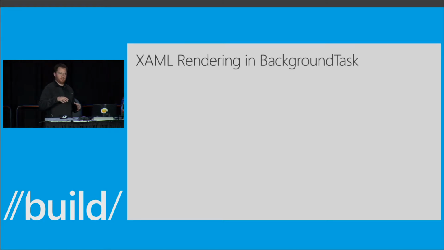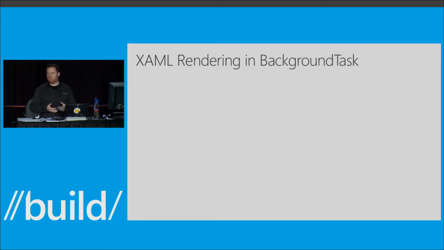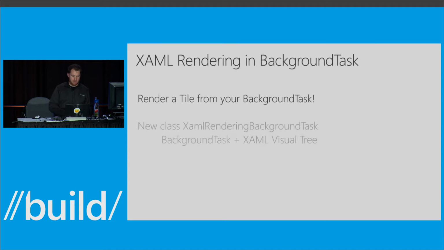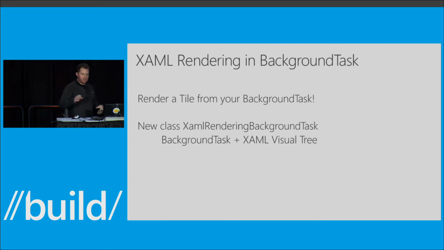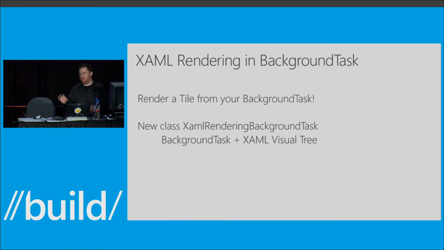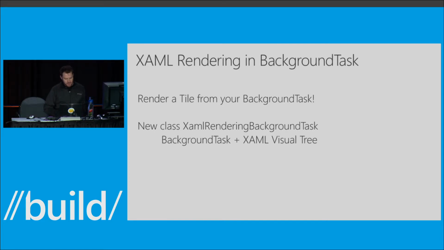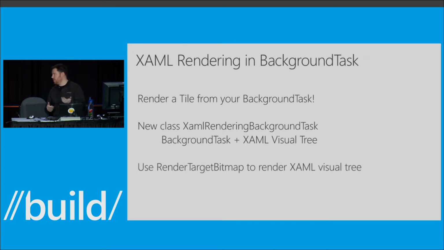And if you've done Windows 8 development, you know that that's not available from background tasks. The XAML tree is not there. We've added it. We've created a new background task type called the XAML rendering background task. That is basically a background task plus the XAML visual tree. This allows you to get that exact scenario where you want to render that tile in the background. You can use RenderTargetBitmap, which, if you're familiar with Windows Phone, is analogous to the WriteableBitmap. It's the new, converged version of that.